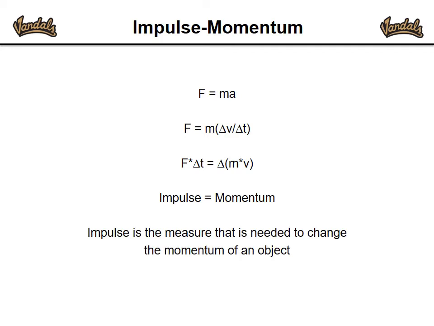So the impulse is the measure that is needed to change the momentum of an object. If we know the applied force over a period of time, we can calculate how that is going to have an effect on the movement of that particular object. Or if we see the change in the object's movement over a period of time, we can calculate how much force was applied to that. Now keep in mind that this is just F. If it was at an angle, we would have to decompose that into its X and Y components, or vertical and anterior-posterior components, to calculate this movement.